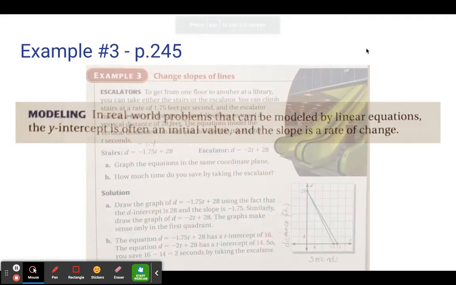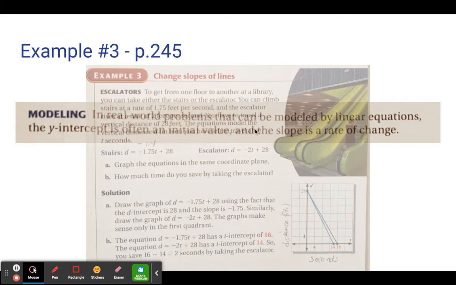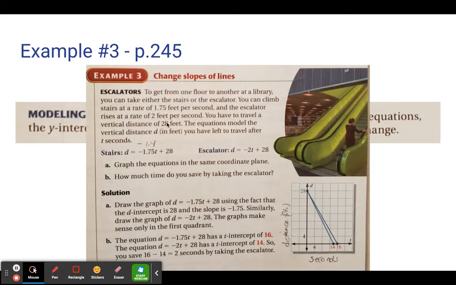All right, so let's go over this word problem. As it's mentioned before, initial value is often the y-intercept, and the slope is often the rate of change. So to get from one floor to another at a library, you can either take the stairs or the escalator. You can climb the stairs at a rate of 1.75 feet per second, and the escalator rises at a rate of 2 feet per second. You have to travel a vertical distance of 28 feet.